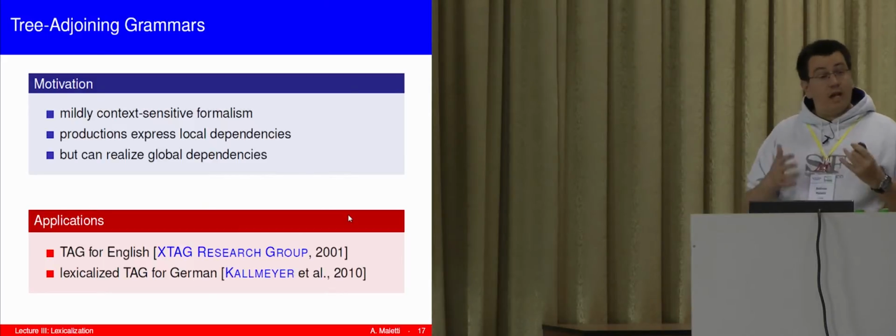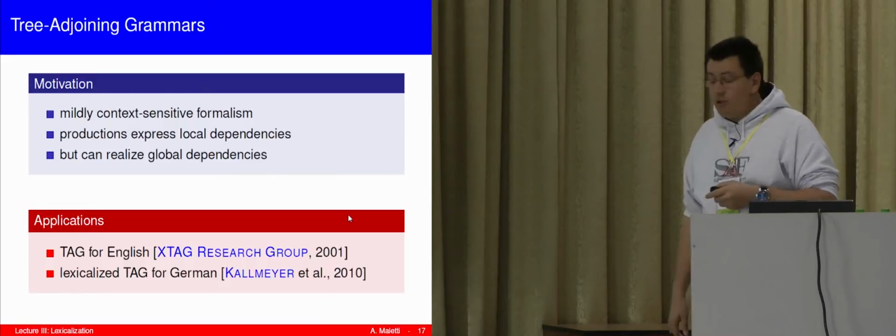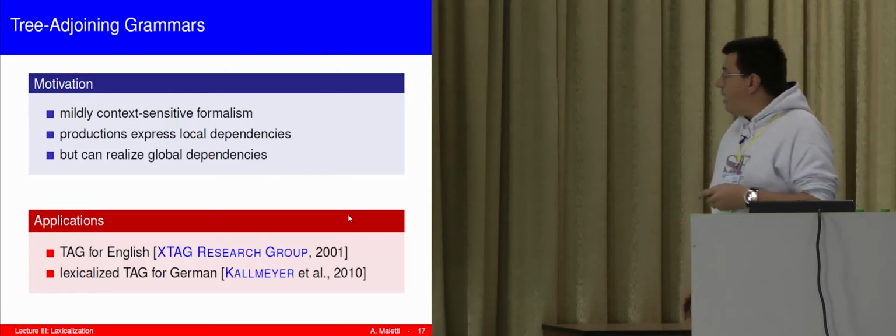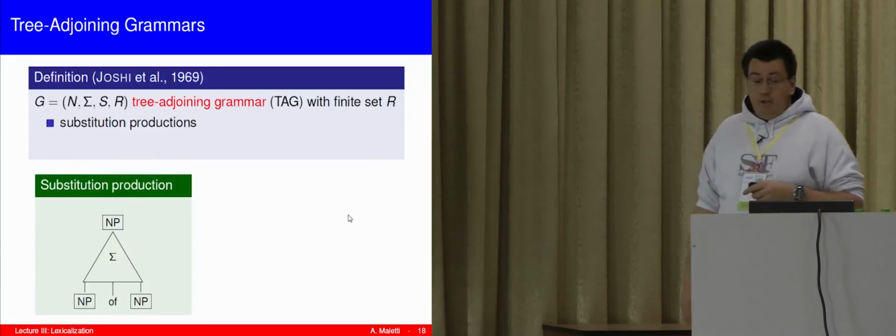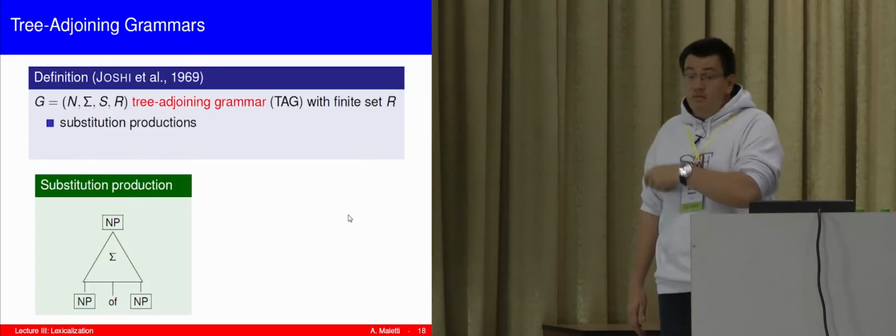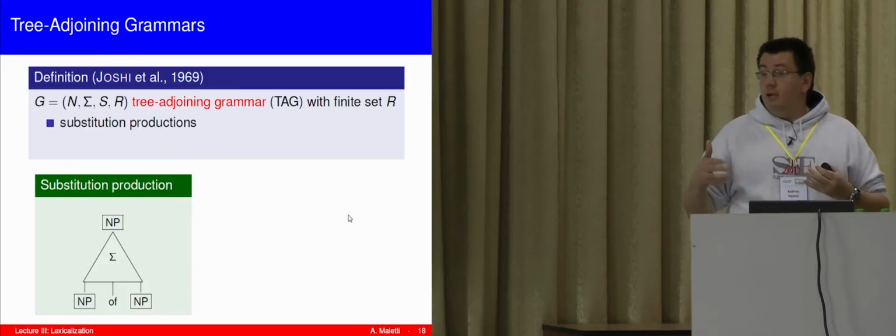Okay, so these are actually used. So tree adjoining grammars are used. Not my favorite grammar formalism, but they are actually used. Okay, so what are they? So actually here you see they've been invented very early on because the need for linguists was clear.